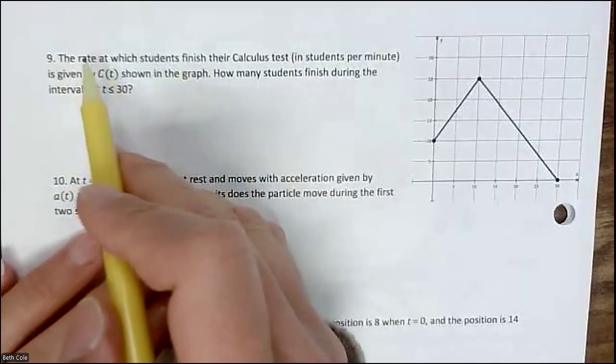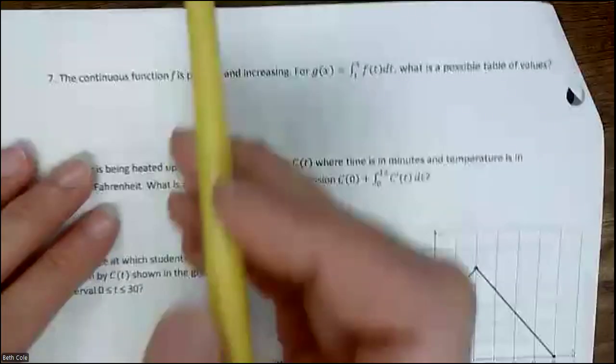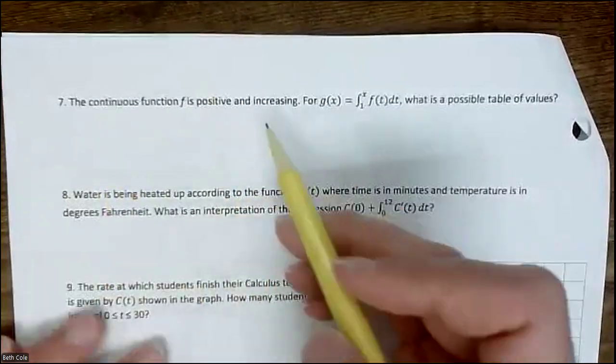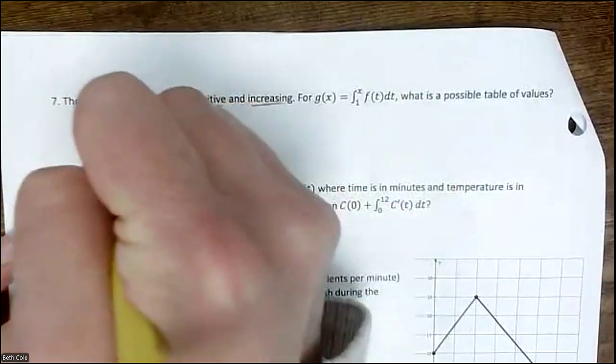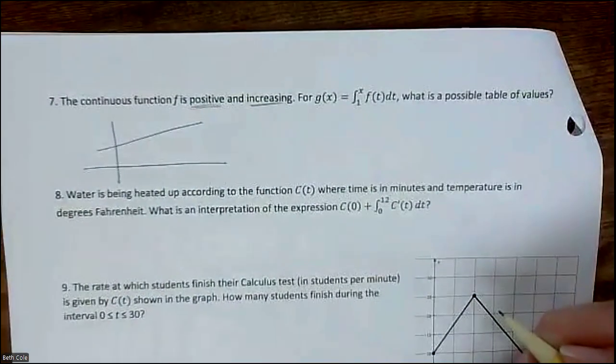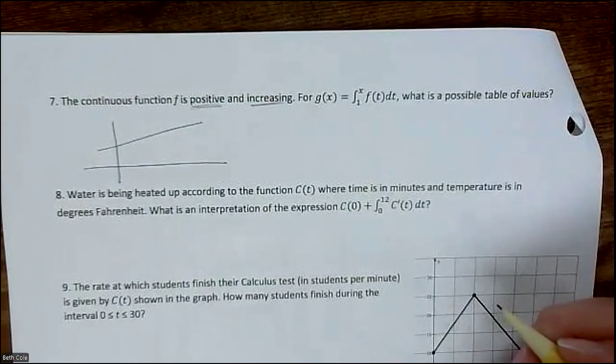All right. Almost done, guys. Oh, I guess I should start at the beginning of this page. Continuous function is positive and increasing. Let's go ahead and draw something that's positive and increasing. That means it's above sea level and it's going up. Don't overcomplicate it. I drew something above sea level and headed upwards.